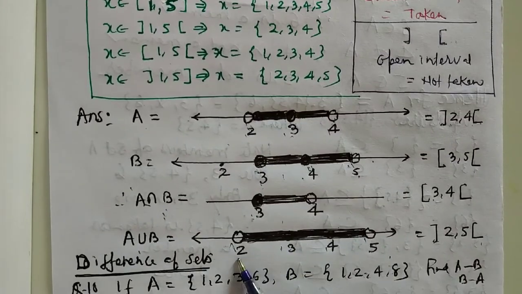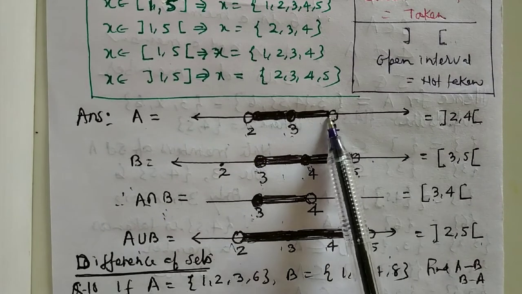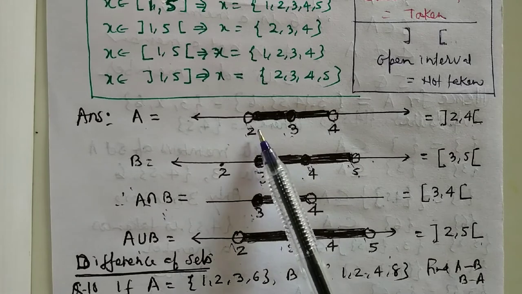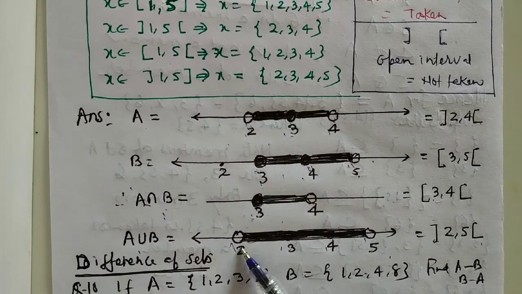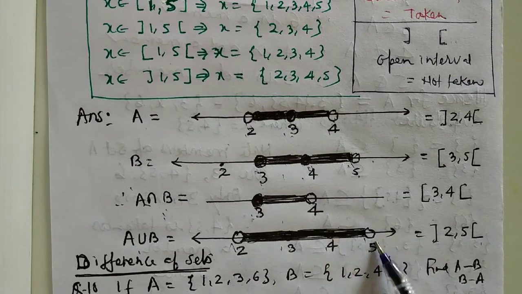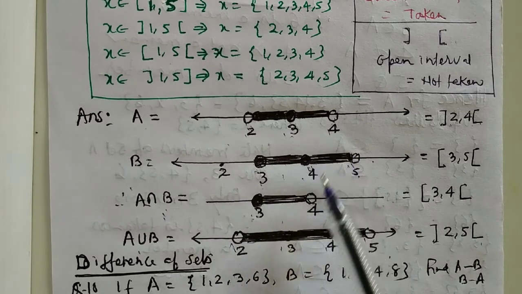Now A union B. All are taken from A and B. Just see 2: 2 not taken. Then 3 dark है, 3 taken. 4 dark है, 4 taken. 5 is not dark. So the answer is 2 to 5, neither 2 taken nor 5 taken. This is a high order thinking problem.